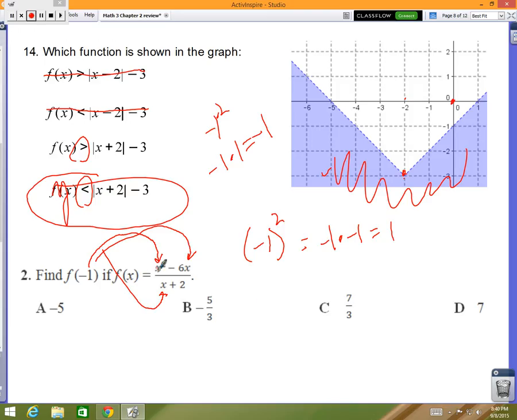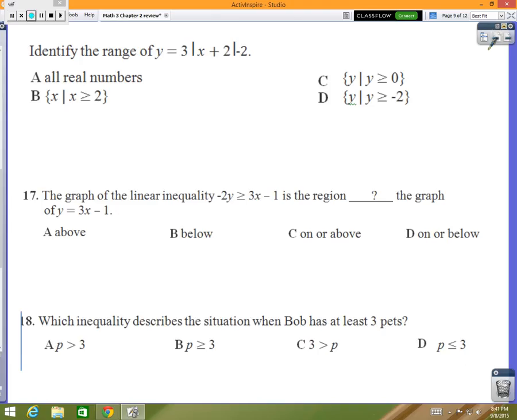Okay, so we got (-1) squared is positive 1. So we got positive 1 minus 6 times -1. We got 1, and -6 times -1 is positive 6. So 1 plus 6 on top. On bottom, we got -1 plus 2, which is 1. 1 plus 6 is 7. 7 divided by 1 is 7. So we're going to come up with D.